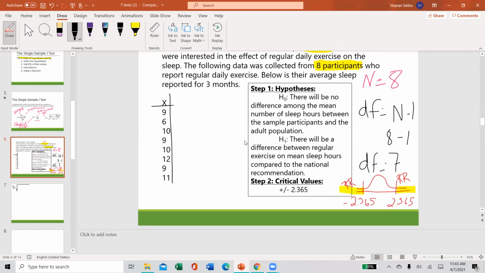Okay, if you remember, we could do a little chart here and get our sum of x. If we add up this column, we're going to get our sum of x there. And if we add up this column, we're going to get our sum of our x's squared.